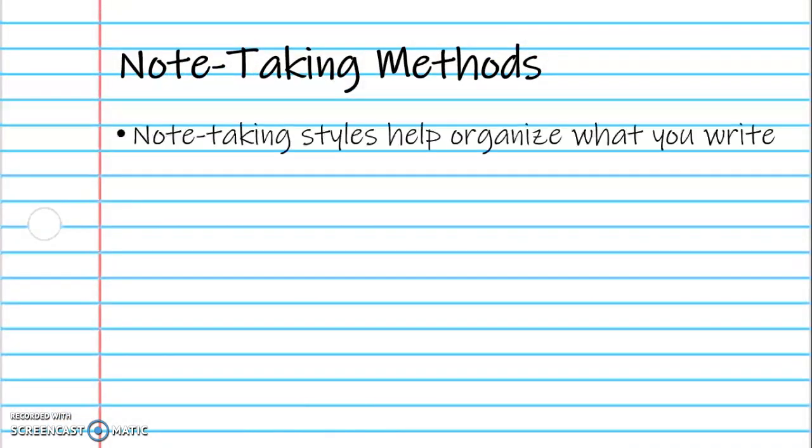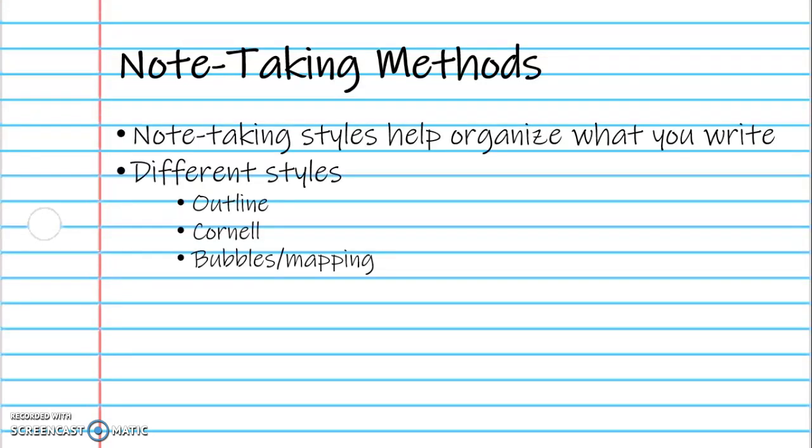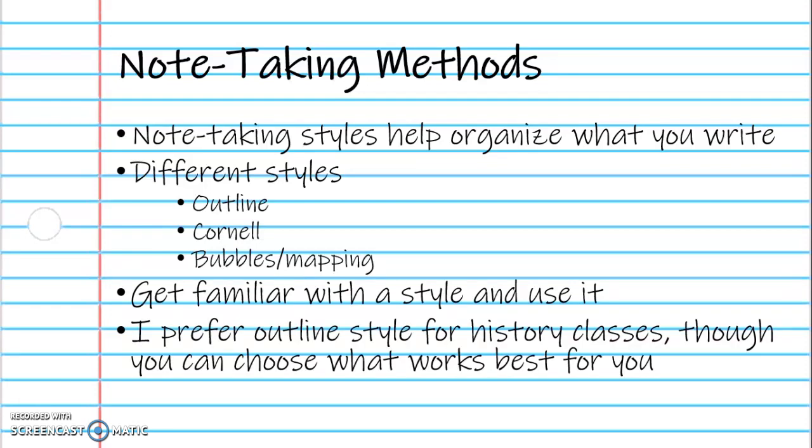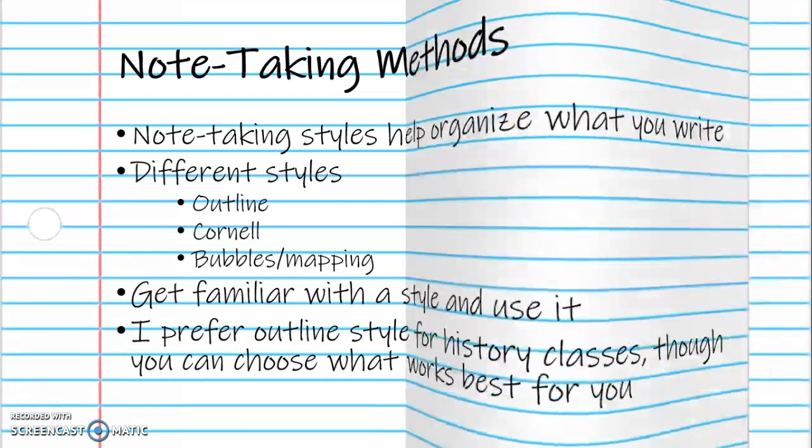Now, the purpose of note-taking methods is to help you organize what you write. There are several different note-taking styles. I'm going to cover three of them: outline, Cornell, and bubble or mapping method. There are other styles, but the point of these is to help you find a style, get familiar with it, and use it. I'll go ahead and tell you that I prefer the outline style for history classes, but make sure you choose one that works for you.